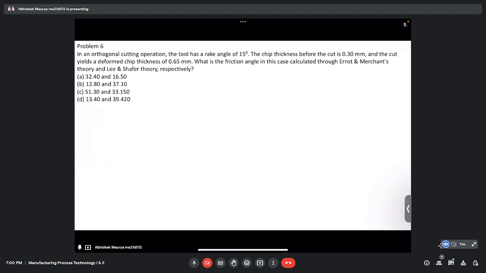Please read the problem and try to find out how to go for the solution. Please take some time to understand it, and then you can discuss with me how we are going to approach the solution of this problem. And if you have understood, then you can try to solve it by yourself, and you can give your response in the chat box.